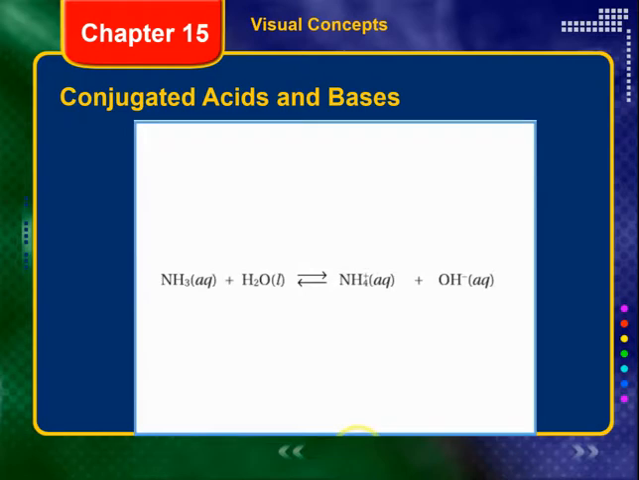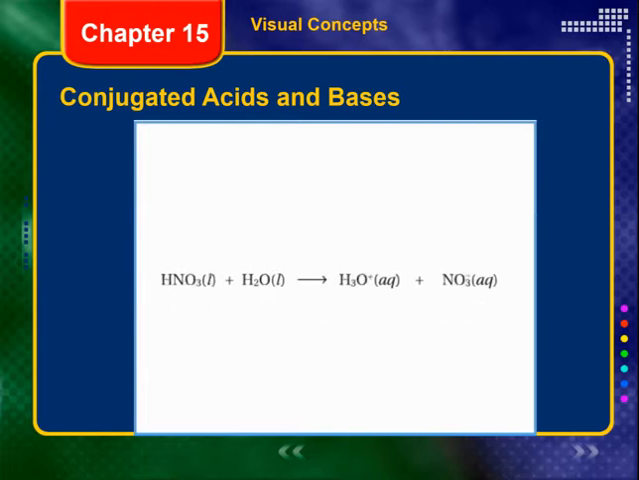Ammonia is a base. When ammonia reacts with water, water acts as an acid. Ammonia gains a proton to become an ammonium ion, and water loses a proton to become a hydroxide ion. The ammonium ion is the conjugate acid of ammonia. A conjugate acid is an acid that forms when a base gains a proton. The hydroxide ion is the conjugate base of water. A conjugate base is the base that forms when an acid loses a proton.